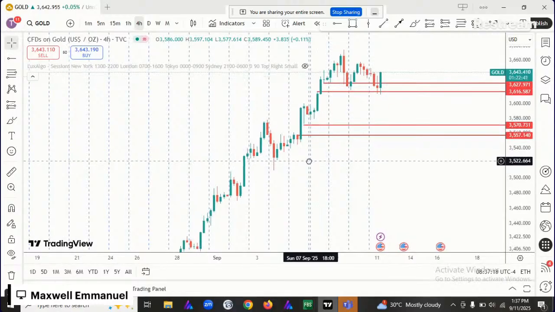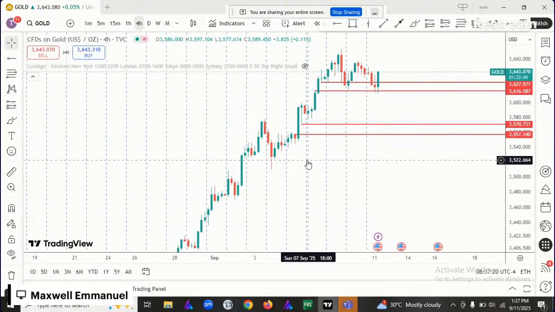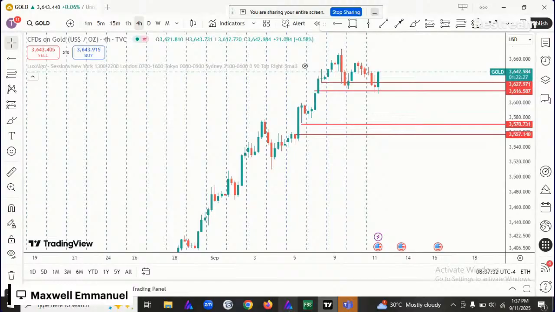Please, if you don't have any trade on these instruments, don't jump in and start buying or selling. Patiently wait. Be patient. If you don't have any trade on these instruments, don't jump in. Calm down.